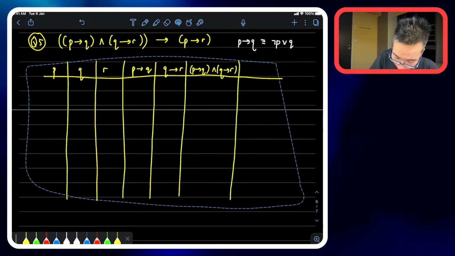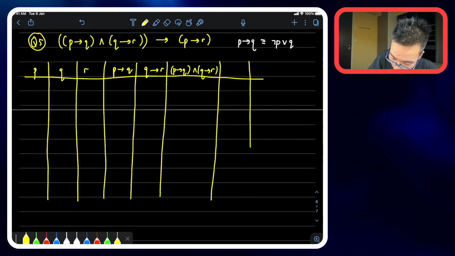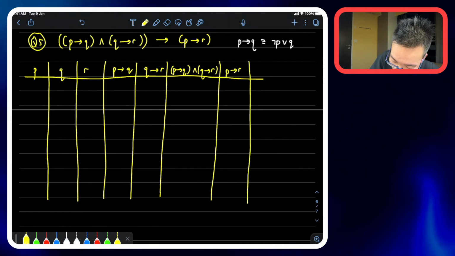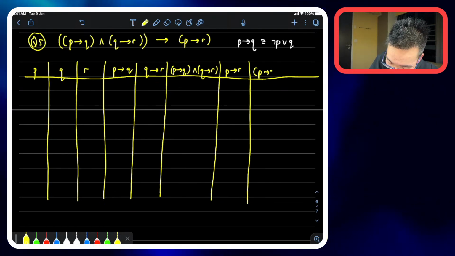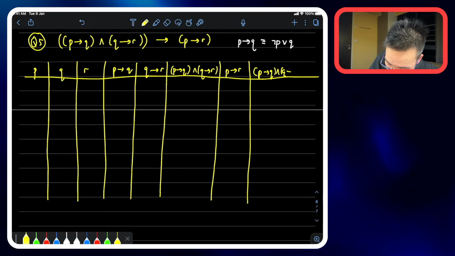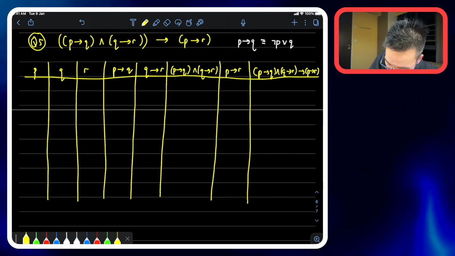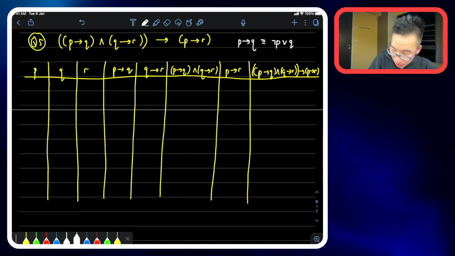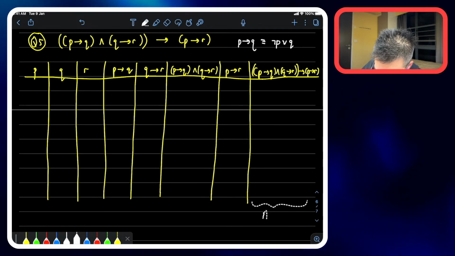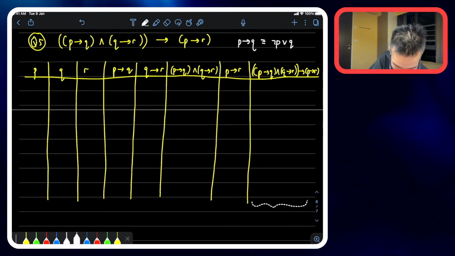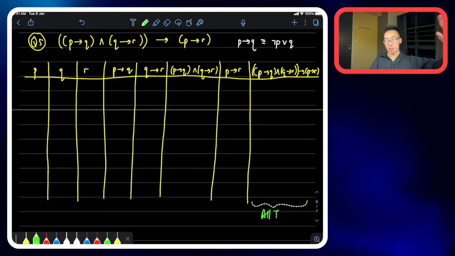This can be tedious, but it is a very straightforward approach. So we're almost there. We're slowly building up our final compound expression. Our goal is to show that the last column is a tautology. We want to show that everything here is going to be all true. Hopefully. We need to check.